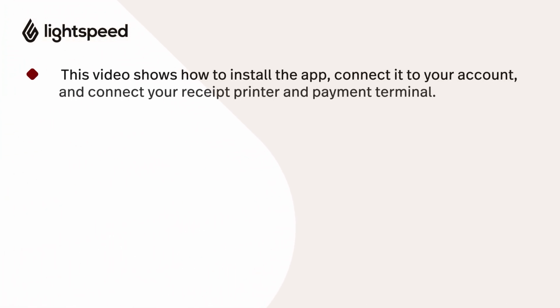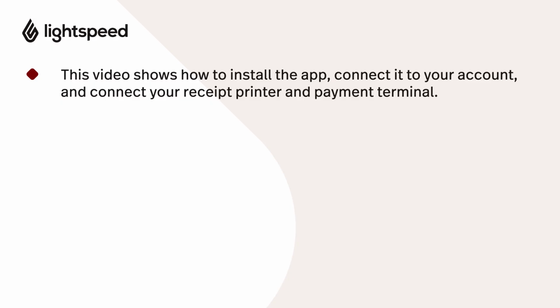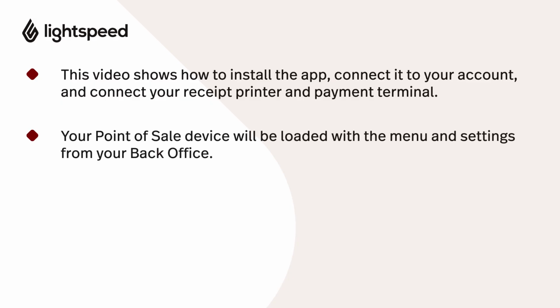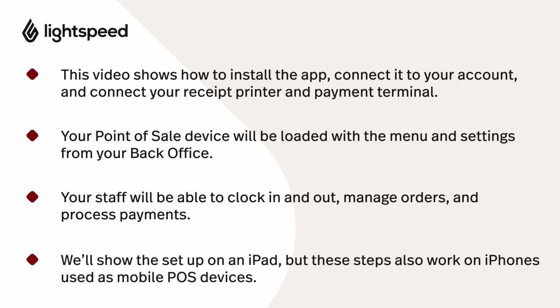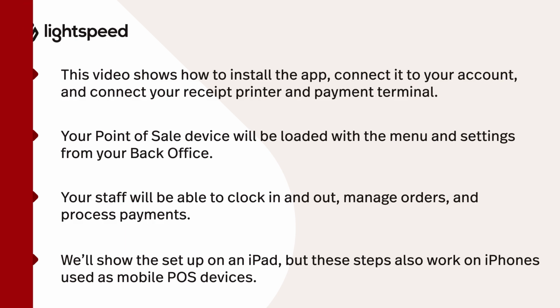We'll show you how to install our app, connect it to your account, and connect your receipt printer and payment terminal. When we're finished, you'll have a powerful point of sale loaded with the menu and settings from your back office. Your staff will be able to clock in and out, manage orders, and process payments. Even though we show the setup on an iPad, these steps also work on iPhones used as mobile POS devices.